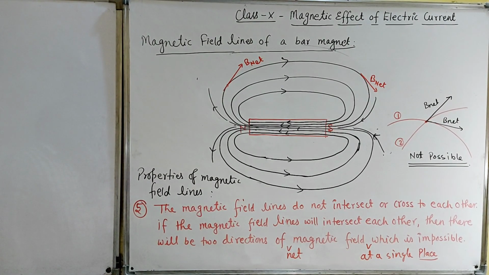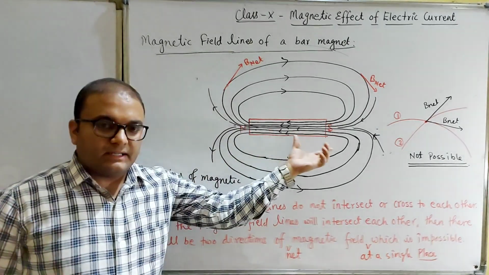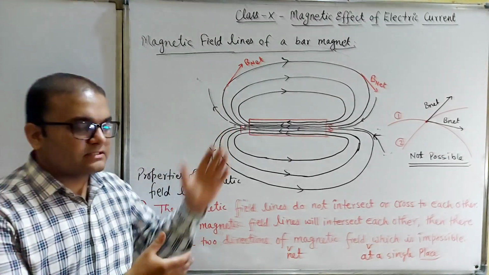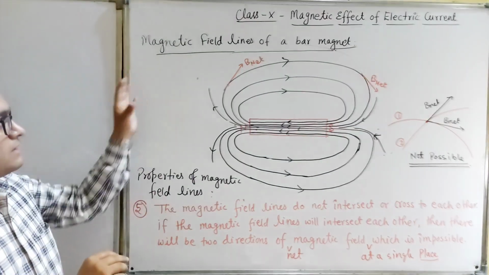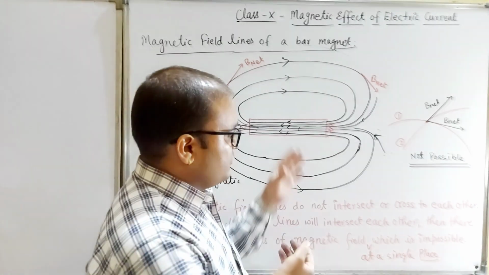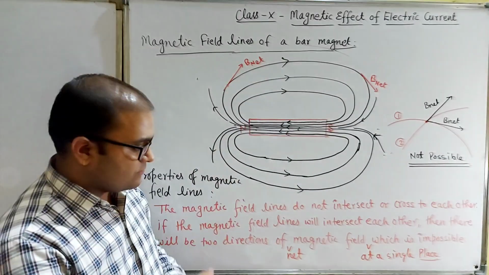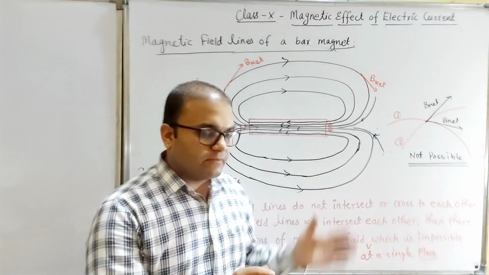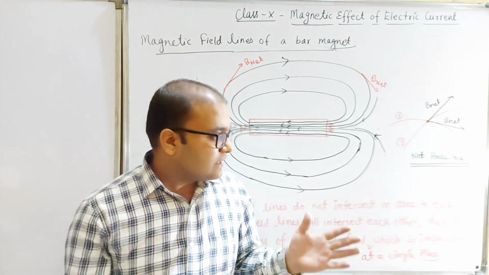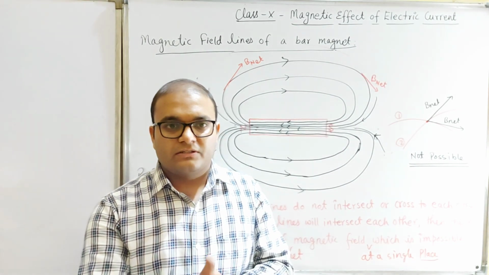So in today's lecture we started the chapter with the bar magnet. We have discussed the magnetic field and the magnetic field lines of a bar magnet. You have to draw the magnetic field lines properly, and then note down all the properties of magnetic field lines.